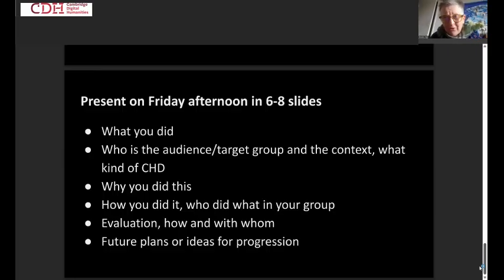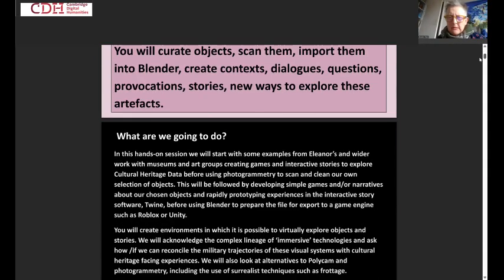We want every single person in the group to present. It's really important that you divide the time so everyone gets equal time to talk about the project, to evaluate it, to tell us what they did and why, and with whom. Tell us any future plans or ideas for progression. So I hope that makes sense, this one.